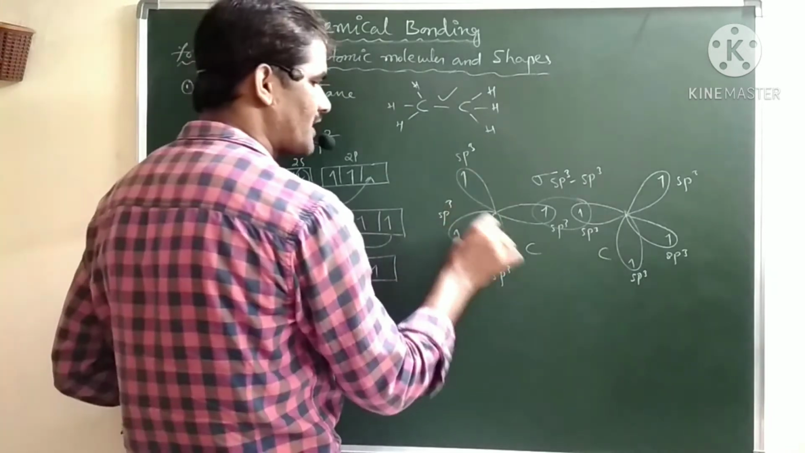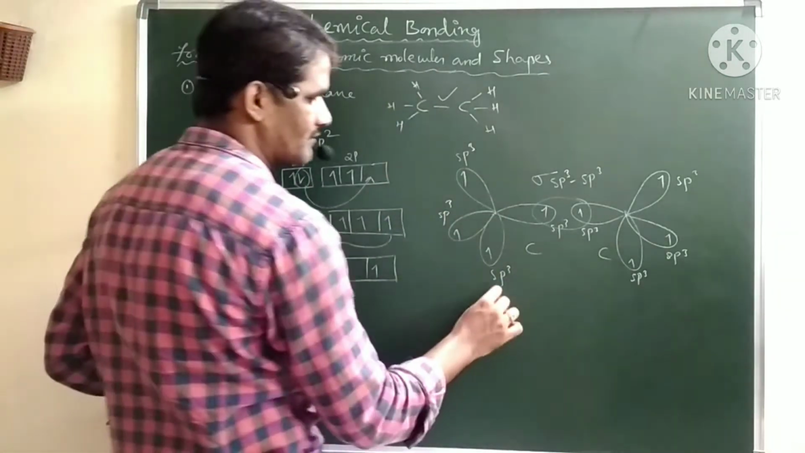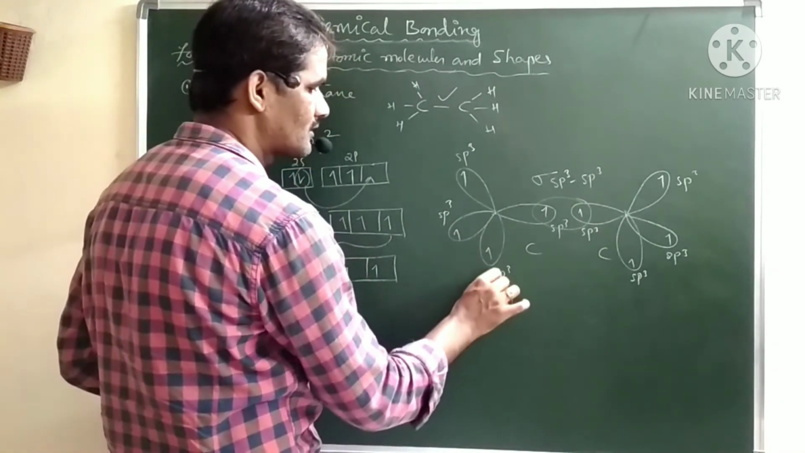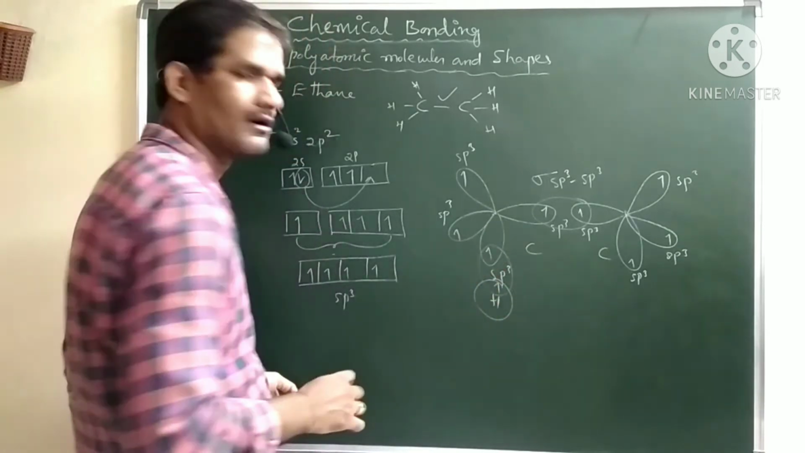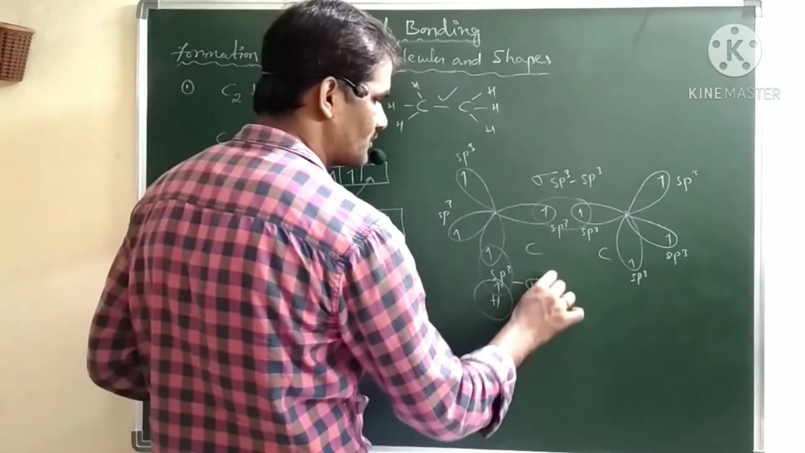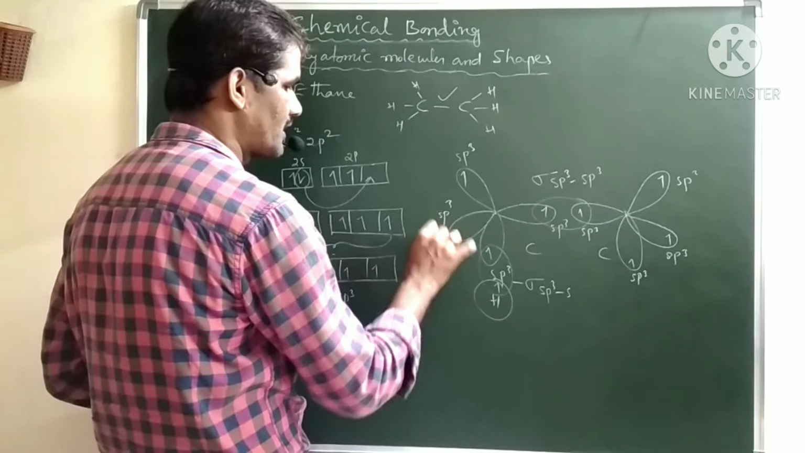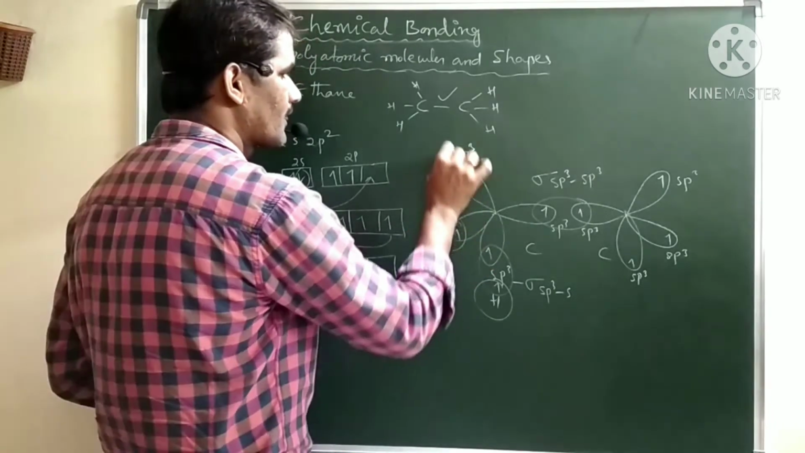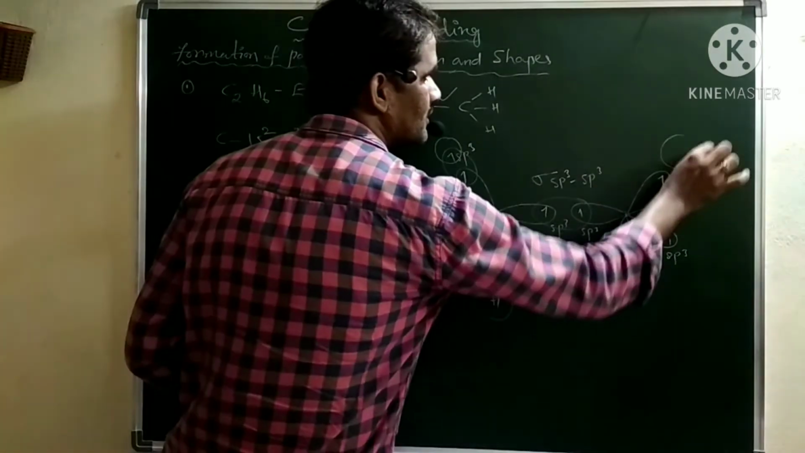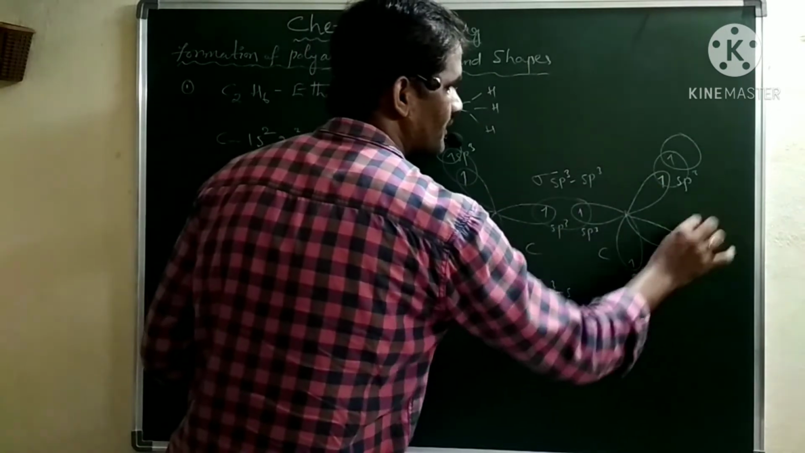Next, the 3 sp3 hybrid orbitals will make sigma bonds with hydrogen atoms. Each hydrogen has 1 electron, and this hydrogen electron and the sp3 orbital electron will form a sigma bond. That sigma bond forms due to sp3 and s overlapping. Here also we have hydrogens, and they will overlap like this. Similarly, the other carbon has 3 hydrogens, and these will overlap.